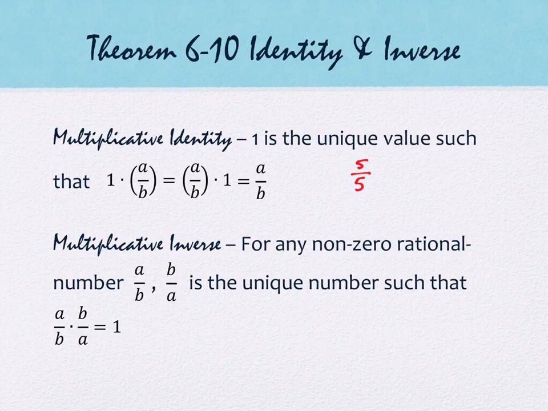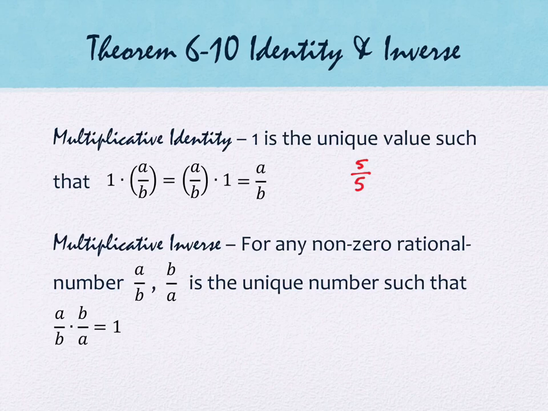Inverses, multiplicative inverses show up for the first time, though, with rational numbers. We do not have multiplicative inverses for whole numbers or for integers. This is new. So multiplicative inverse is a number that we multiply by and we get the answer of 1. So if you have a over b, then b over a is that value. Because when I multiply a over b times b over a, I get 1. That's what it takes to be the multiplicative inverse, is it satisfies that requirement.